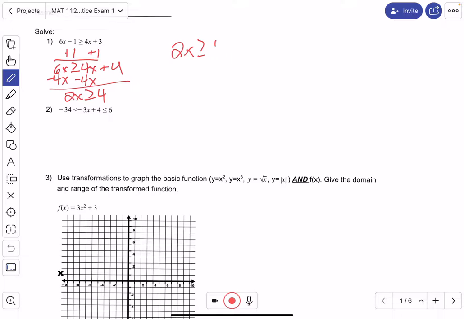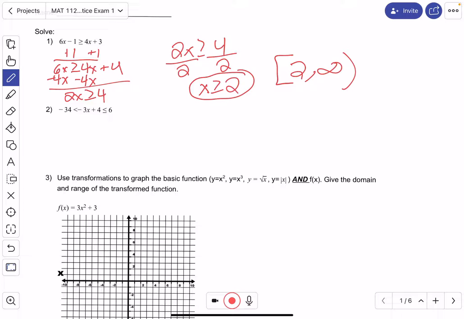I'm just going to rewrite it up here so you can see it. Divide both sides by 2, and x is greater than or equal to 2. Now, if the problem doesn't ask you for interval notation, this answer's fine. If it does ask for interval notation, you need to use your bracket and your parentheses or you won't get full credit. You'll only get 3 out of the 4 points.